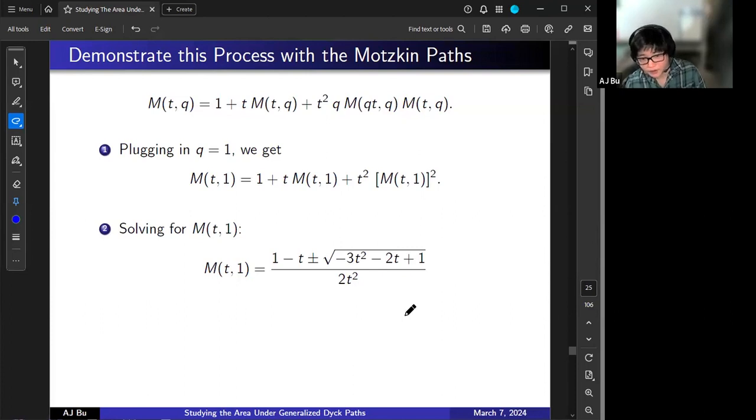Okay, and then this, right, M of t1 should be the weight enumerator for, or it should enumerate all the Motzkin paths of length n, right?